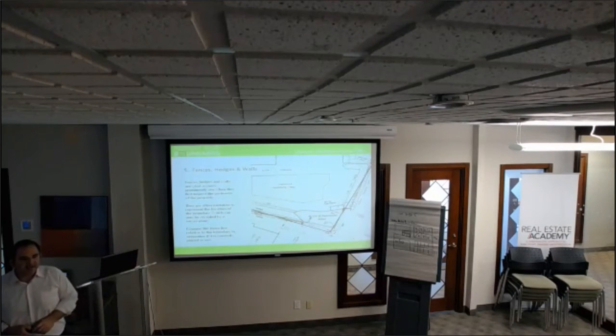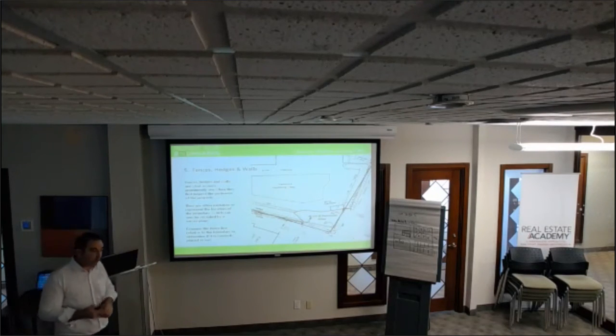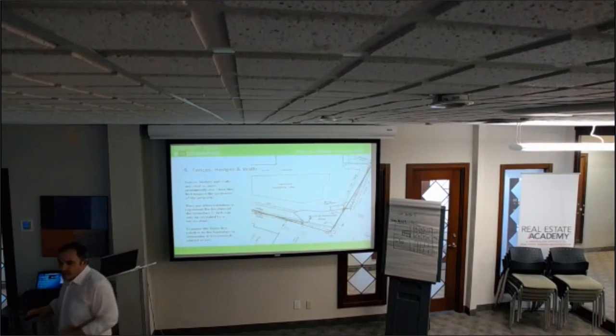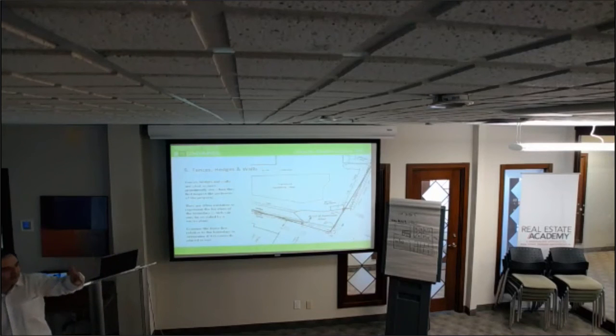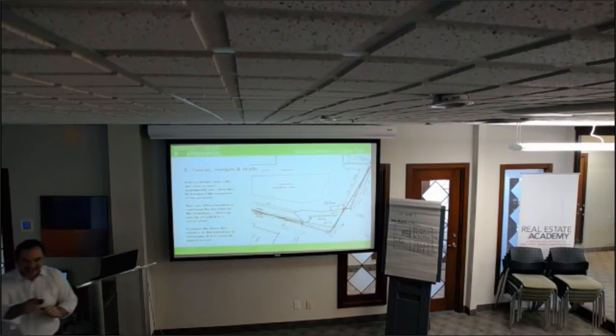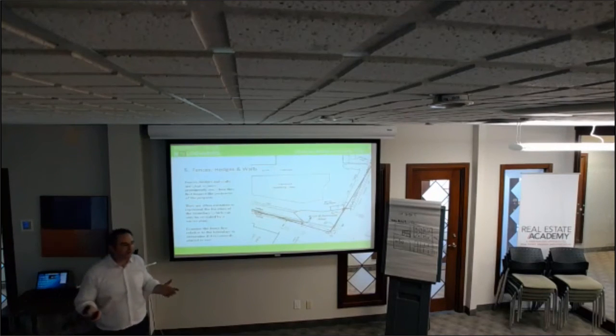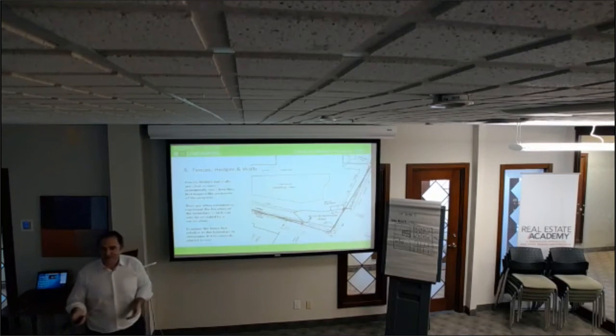If anyone has a guess as to what percentage of fences in the GTA are not on the boundary? Percentages? 60? 30? 90? Who said 99? Who laughed? It's 99 and a half. Over 99% of fences. The majority of fences in the GTA are not on the property line.